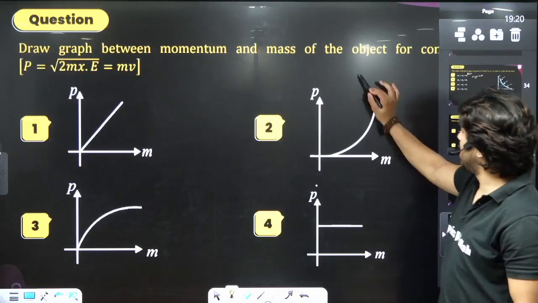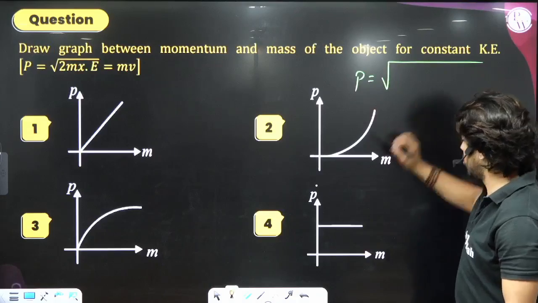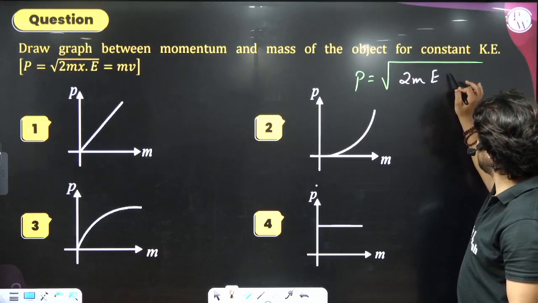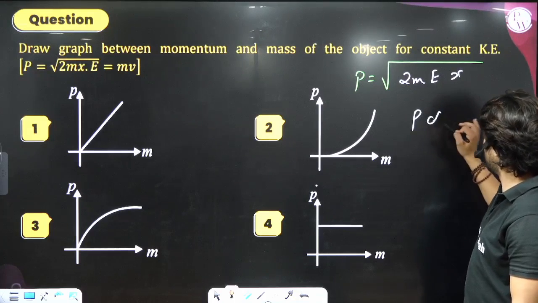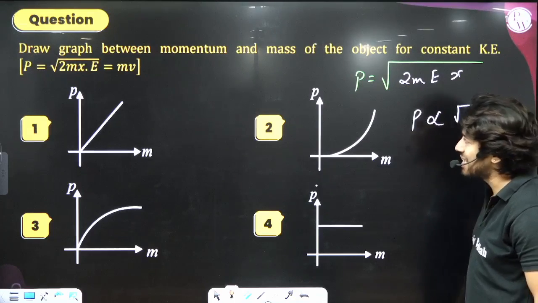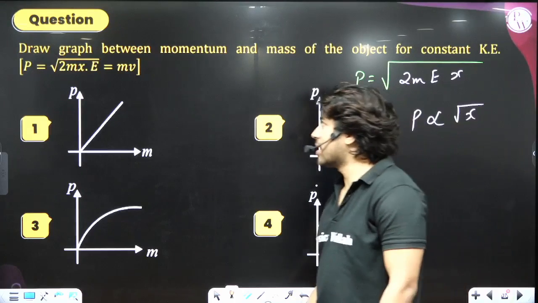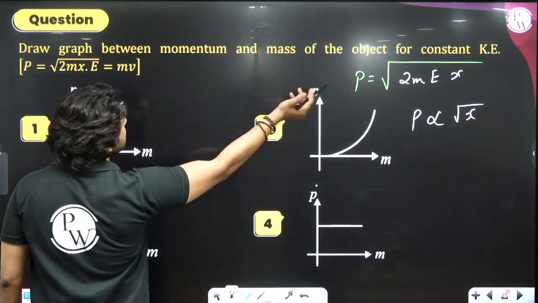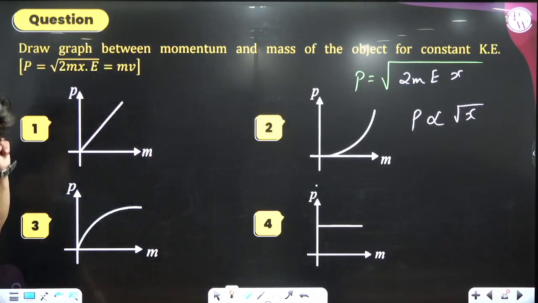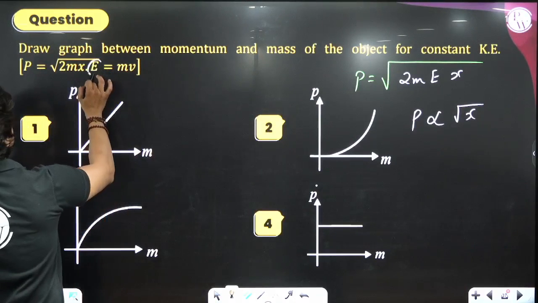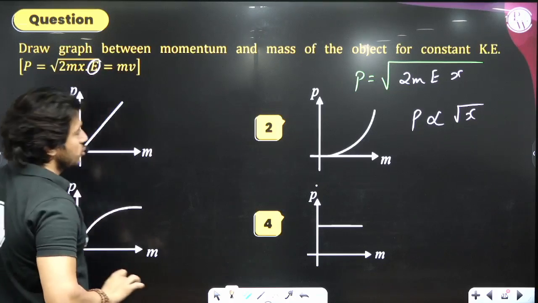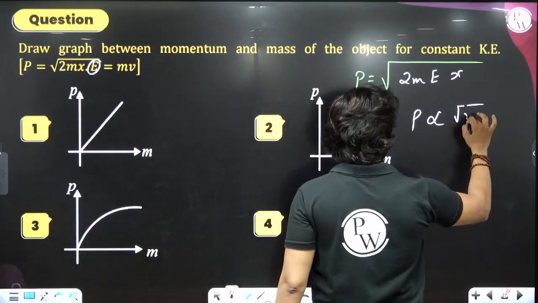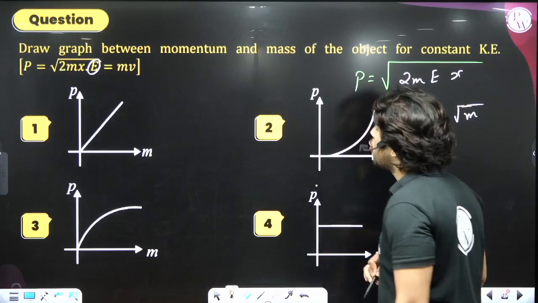Next question. P equals under root 2mE. P is proportional to root E has been given. What are they asking? They are asking, draw the graph between momentum and the mass of the object for constant kinetic energy. Now kinetic energy is constant. Okay. Kinetic energy is constant. So the momentum is proportional to root m.